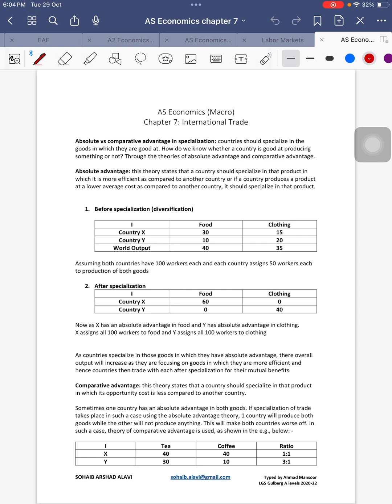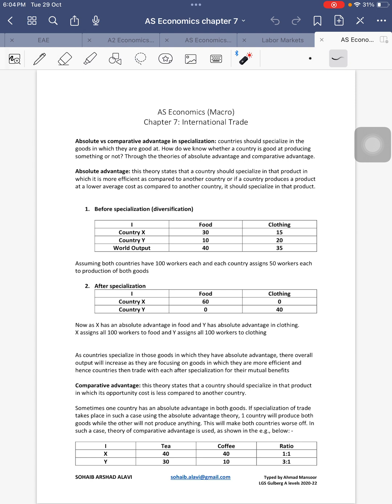In today's lesson, we'll be talking about a very important concept, especially for MCQs, but also for essay questions. It's a slightly tricky concept which requires a little bit of mathematics. And the concept is absolute advantage versus comparative advantage in specialization, right?